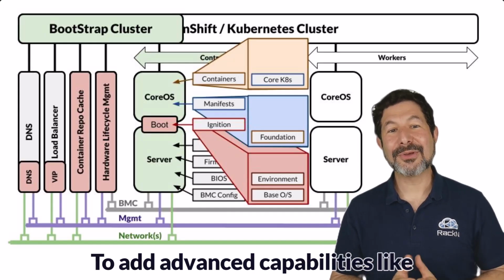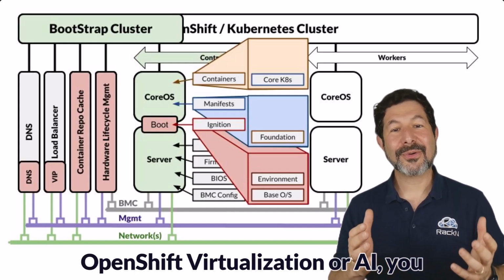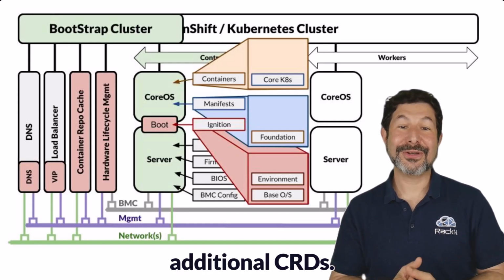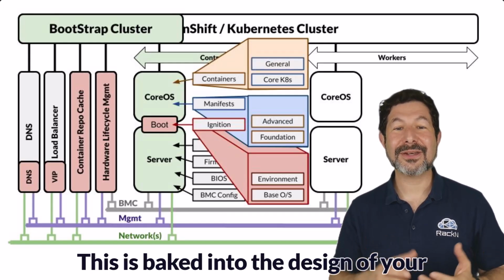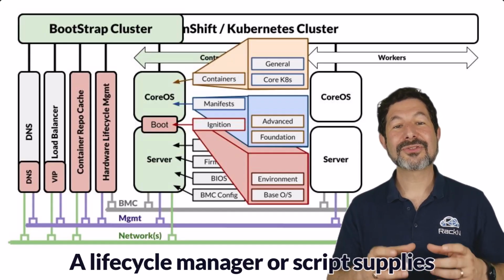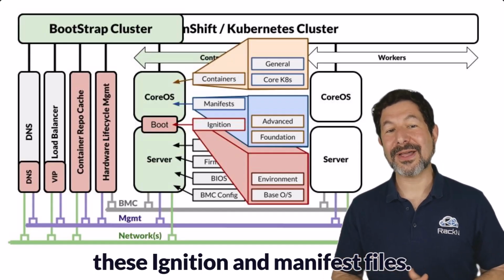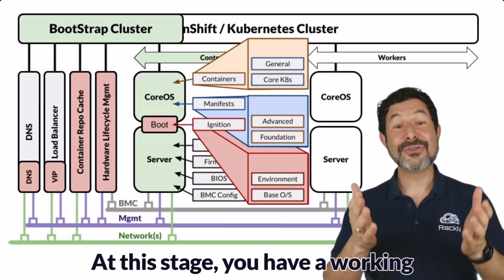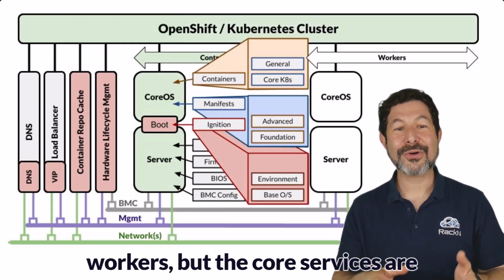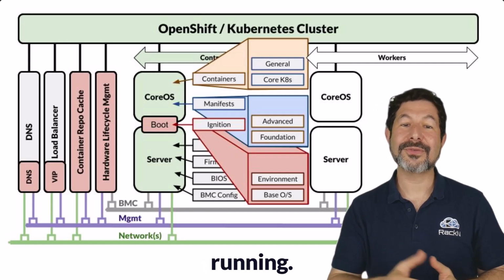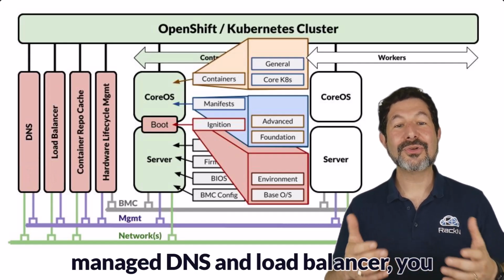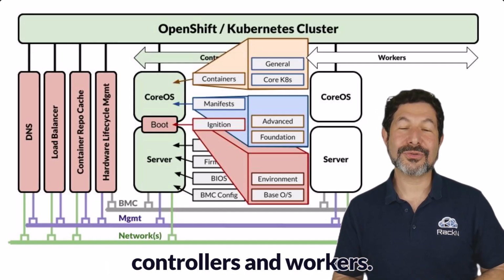To add advanced capabilities like OpenShift virtualization or AI, you extend the manifest to include additional CRDs. This is baked into the design of your initial manifest set. A lifecycle manager or script supplies these ignition and manifest files. At this stage, you have a working Kubernetes cluster. It might be just one node and no workers, but the core services are running. Now that you have a Kubernetes managed DNS and load balancer, you can start bringing in additional controllers and workers.